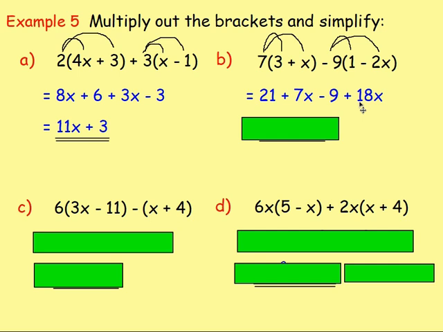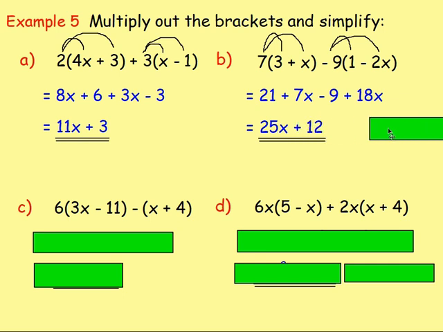Deal with the numbers and letters separately. So we've got 7x add an 18x. 7x add 18x is good. 25x. And number-wise, 21 take away 9. Good. Very well done. It would be positive 12. Could you write that as 12 add 25x? Yeah, you could do. That's absolutely fine as well.